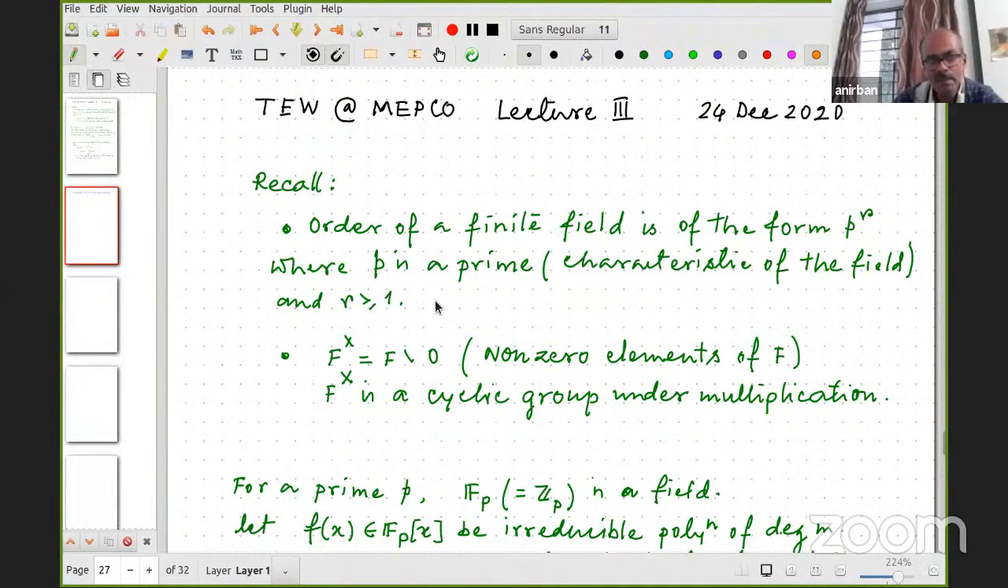So we are not claiming here that given a prime and an integer r, we have a field of order p to the r. What we are saying here is that every finite field has order of this form. The other way around is also true, which we would see a little later.